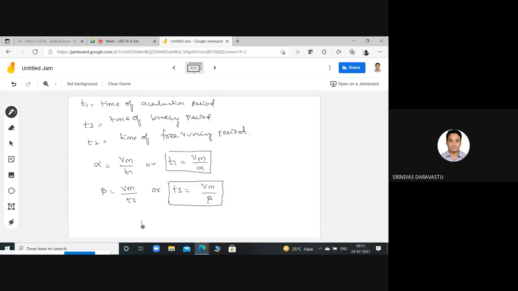Now what is T2? We can write T2 equals total time minus (T1 plus T3). T1 equals Vm by alpha, T3 equals Vm by beta, and T2 equals total time of run minus (T1 plus T3). Now our main aim is to find out Vm. How to find out the Vm value?